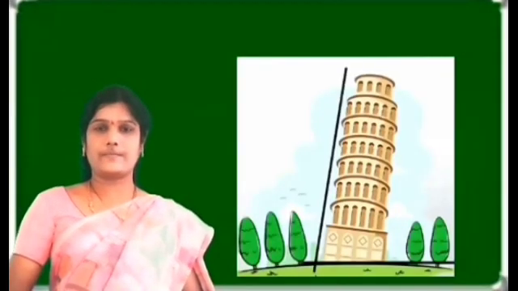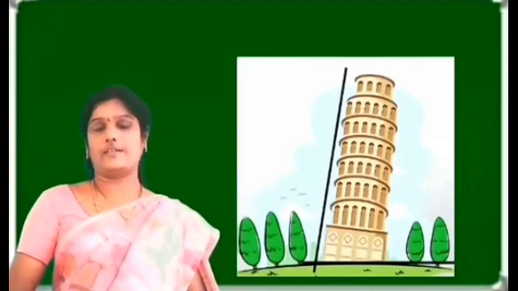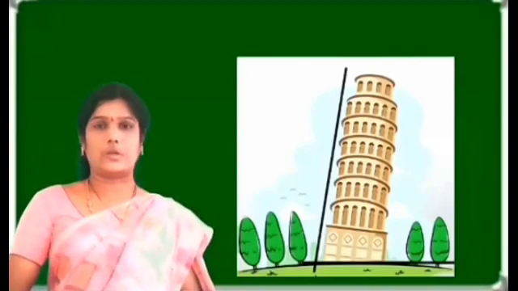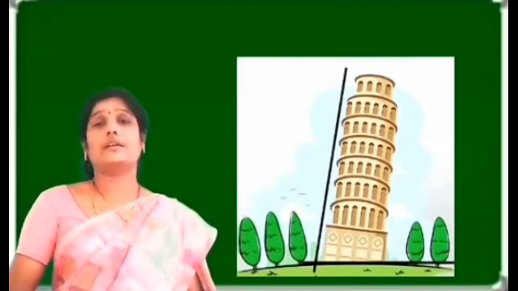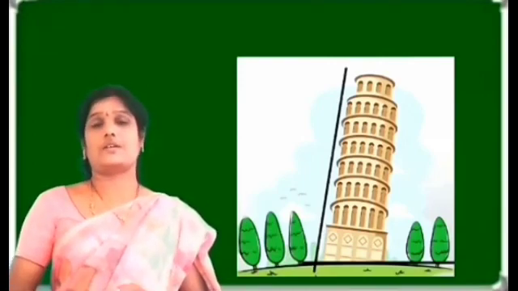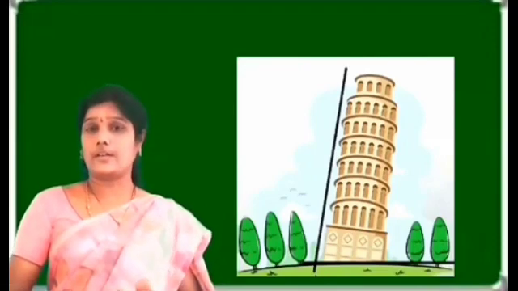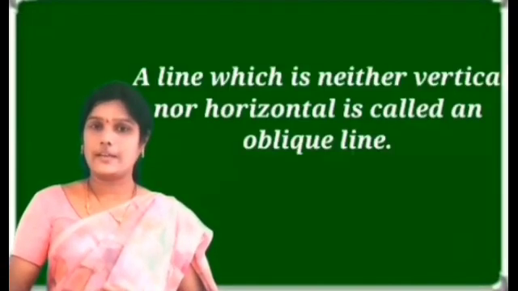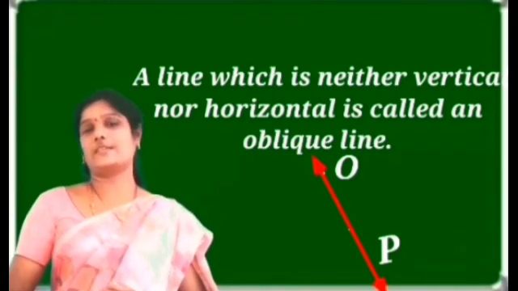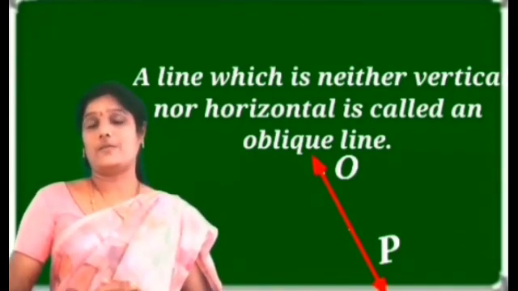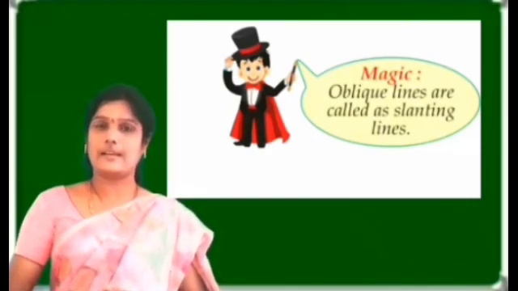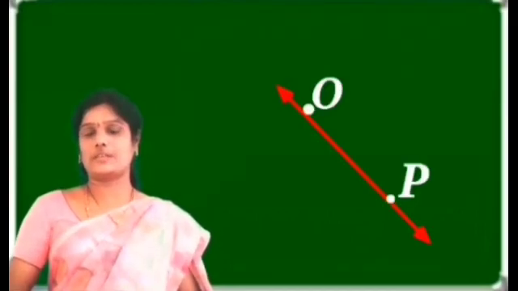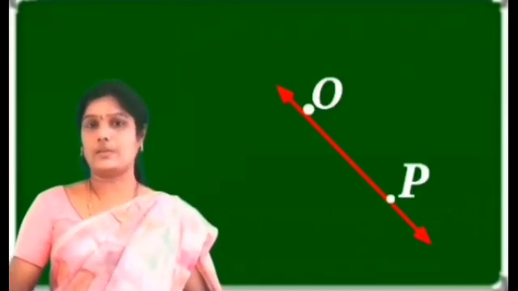See this building, children? Now, I'll draw a line. Is it vertical? No. Is it horizontal? No. Here, the line is neither vertical nor horizontal. If a line is neither vertical nor horizontal, it is called an oblique line. See, oblique line. What is another name of oblique line, children? Another name of oblique line is slanting line. Here see the slanting line OP, children. It is the slanting line OP.